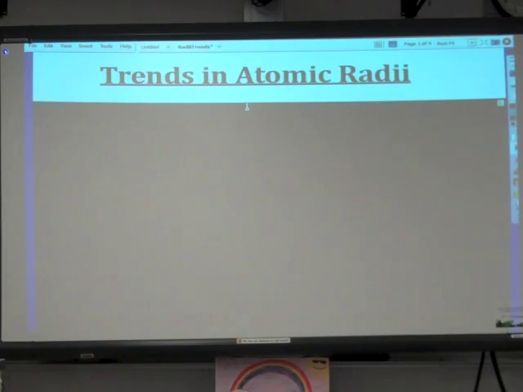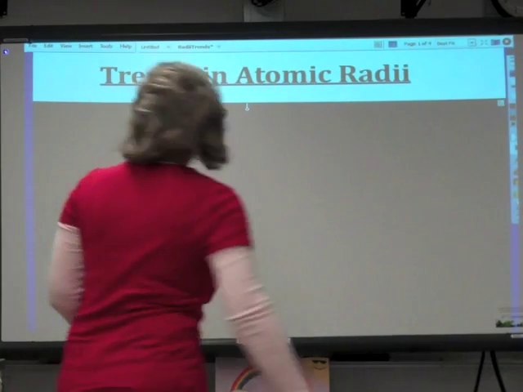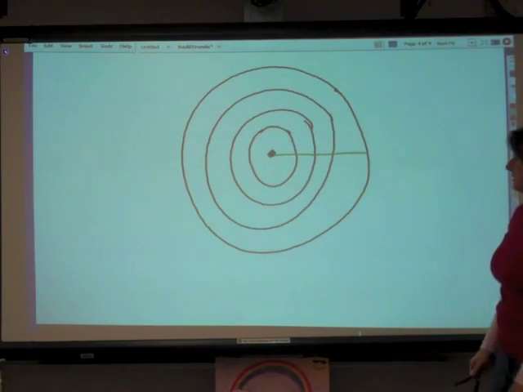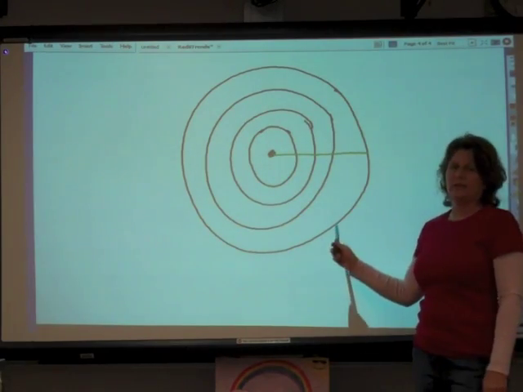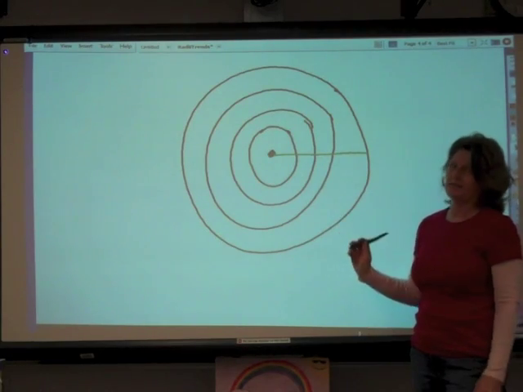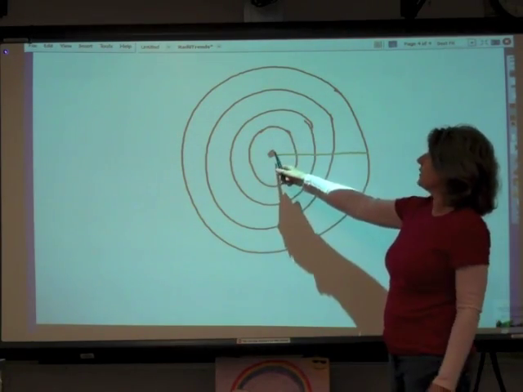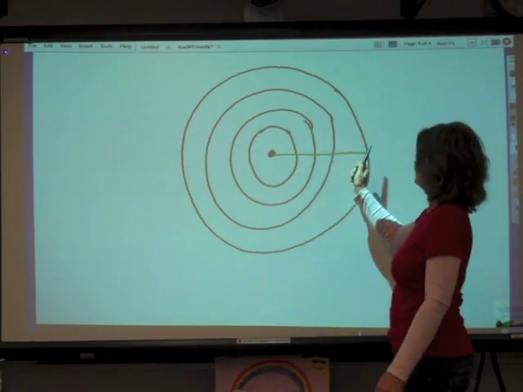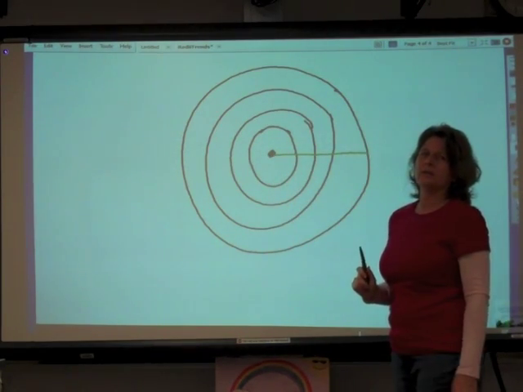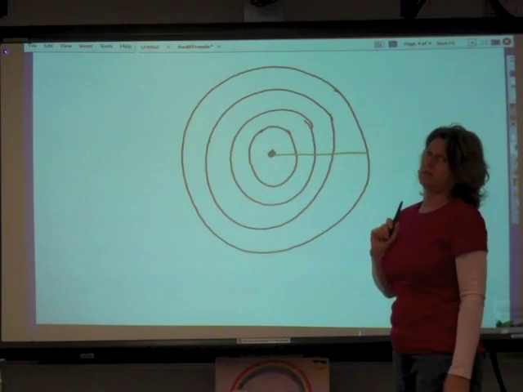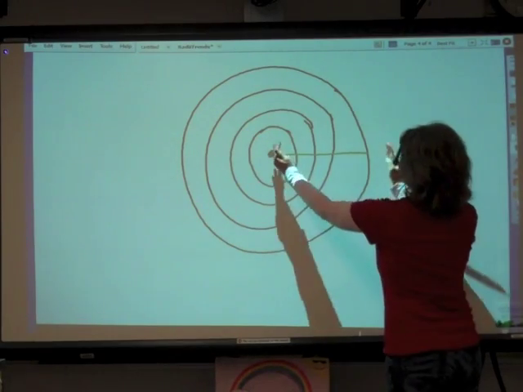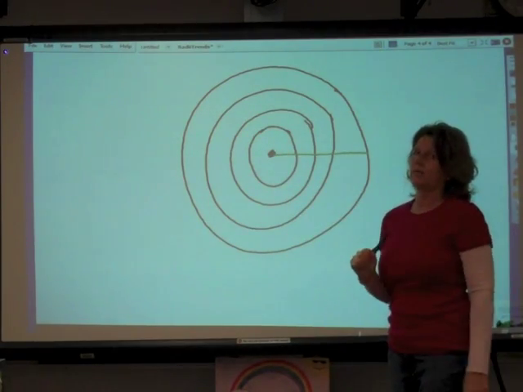Our title today are Trends in Atomic Radii. So what we're referring to here is the distance between this clearly not to scale model of an atom, the distance between the nucleus and the valence shell of electrons, right? The radius of an atom.